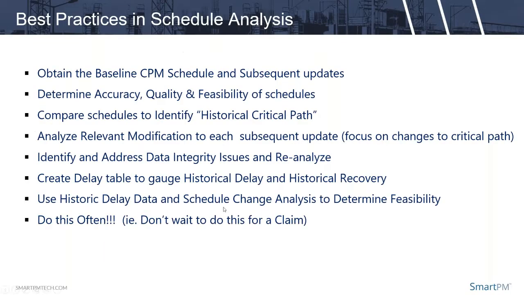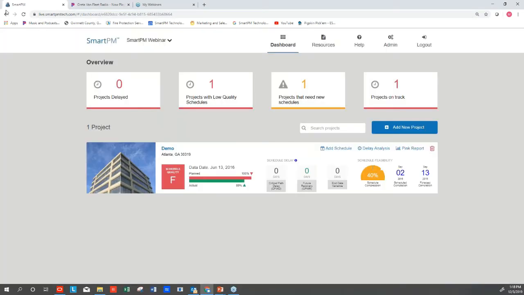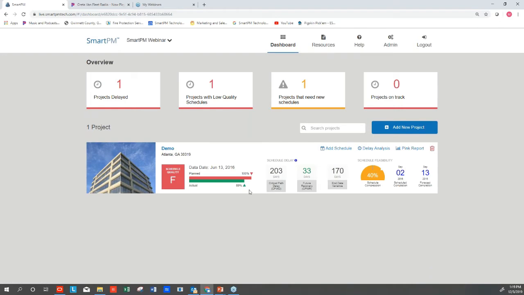So we are now into the product. We are going to analyze this, and I'm going to walk you through my process of analyzing a live schedule. This is our program dashboard. This is what tells us the state of the project at the time of the most recent update. This most recent update being June 13, 2016, which is approximately 18 months later than the original baseline was submitted.